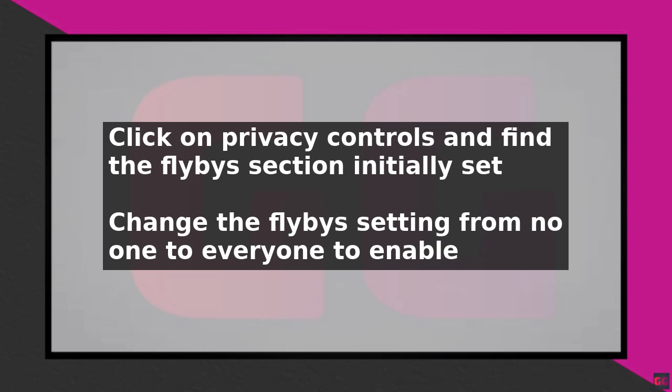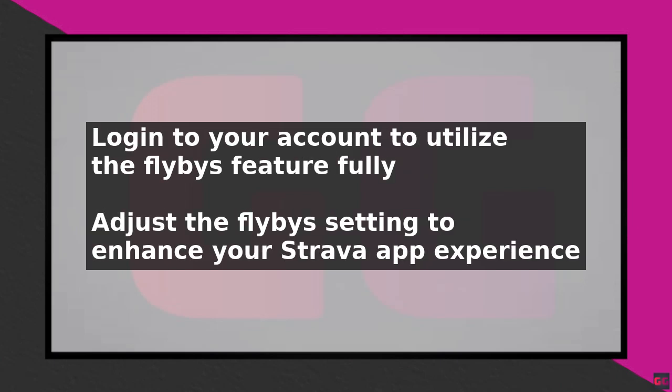Click on this, and you'll be taken to another page where you can find the Flybys section, which is initially set to No One. Change this setting to Everyone, and the feature will become available. It's essential to note that you must be logged in to use this feature. Once you've made these adjustments, you can utilize the Flybys feature to enhance your experience with the Strava app.